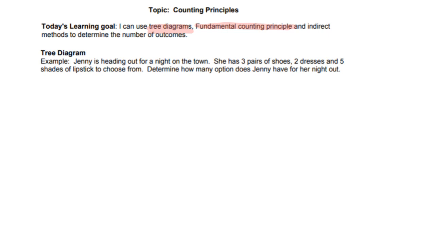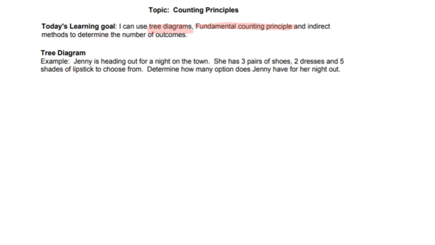So now let's take a look at what a tree diagram is. Okay? Tree diagrams are useful in the sense that they can help us map out what's happening in a situation and show all the different ways to come to a conclusion. So when we look at this problem that we have here, Jenny's heading out for a night on the town. She has 3 pairs of shoes, 2 dresses, and 5 shades of lipstick to choose from. Determine how many options she has for her night out.